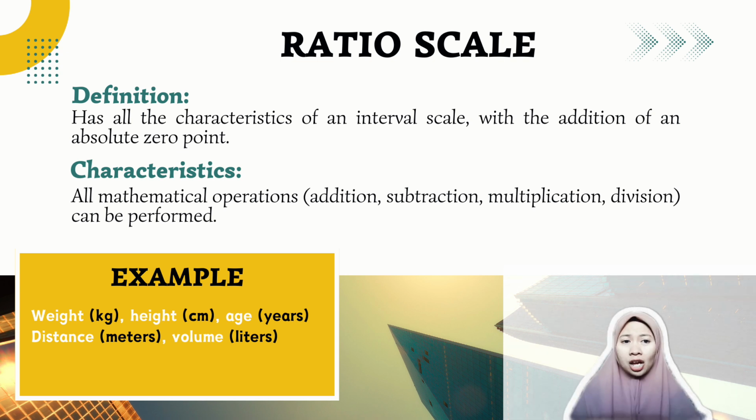With a ratio scale, we can say that a person weighing 60 kilograms is twice the weight of a person weighing 30 kilograms. Other examples of ratio scales are length in centimeters, volume in liters, or age in years. All of these have a 0 point that truly means nothing or empty. For this reason, ratio scales are often considered the most powerful measurement scales and are often used in quantitative research.